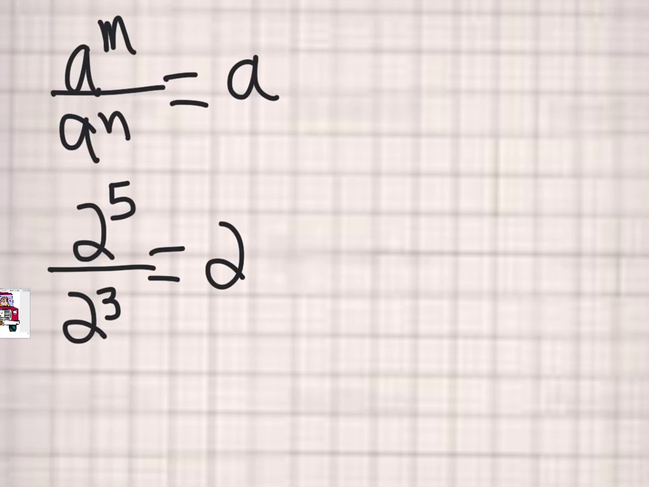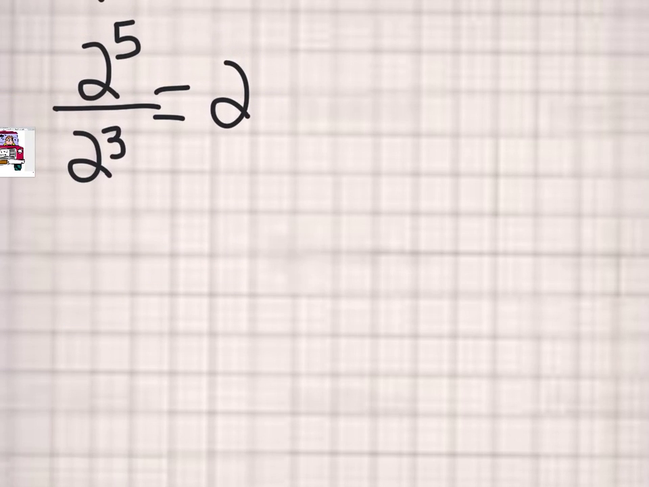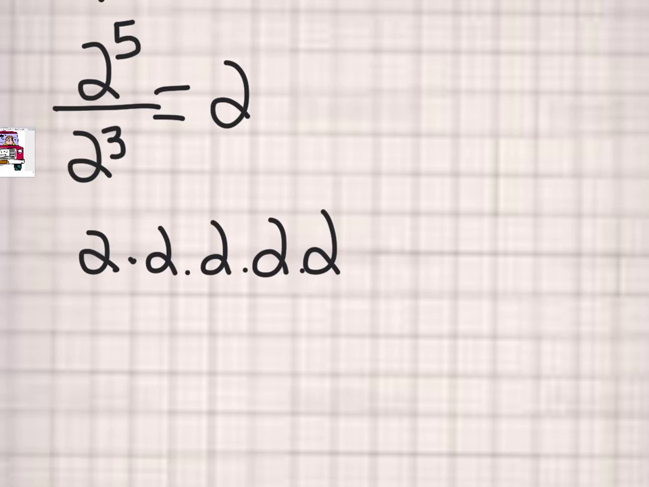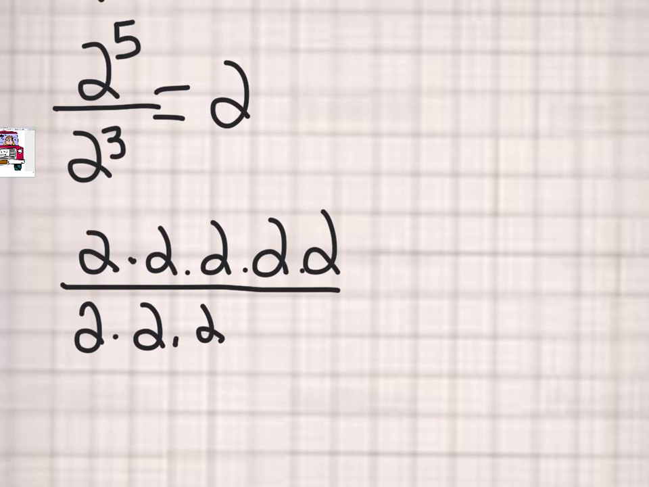2 to what power? 2 to the power 5 is 2 times 2 times 2 times 2 times 2. And 2 to the power 3 is 2 times 2 times 2. Well, as you can see, 2 divided by 2 equals 1, 2 divided by 2 equals 1, 2 divided by 2 equals 1. So therefore the result is 2 to the power 2.